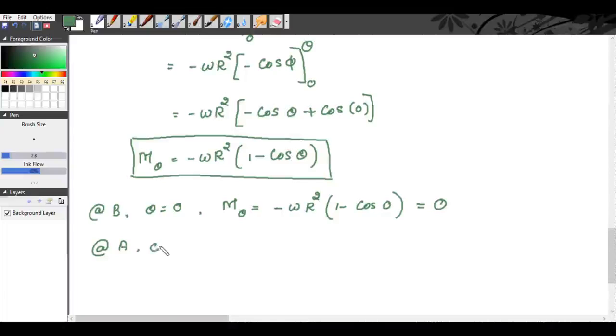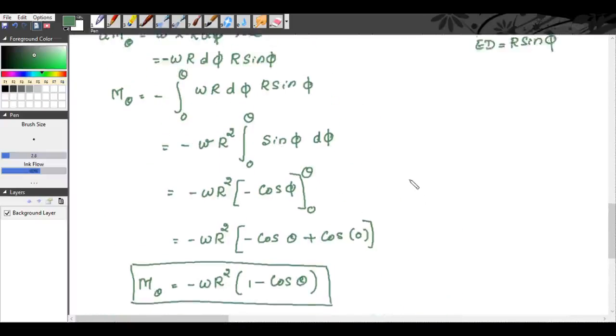At A, theta is equal to pi by 2. We get M theta is equal to minus wR square into 1 minus cos pi by 2. Cos pi by 2, cos 90 is 0. So we get minus wR square. So that's all the bending moment. Now we will draw the variations of the bending moment. At B it is 0. At A it is minus wR square.